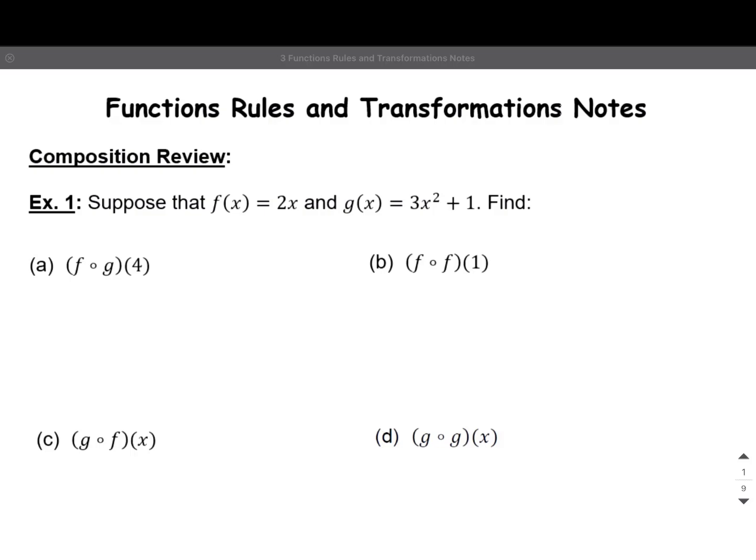So the first function rule we want to look at is compositions. So let's suppose that f of x is 2x and g of x is 3x squared plus 1. We want to find f composition g of 4.